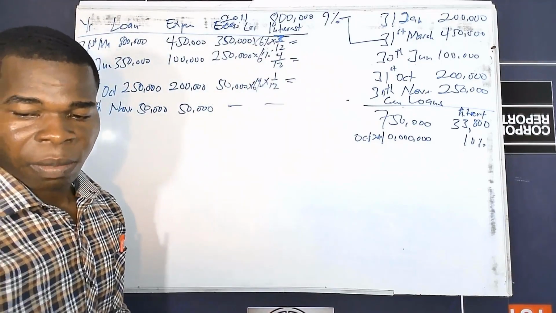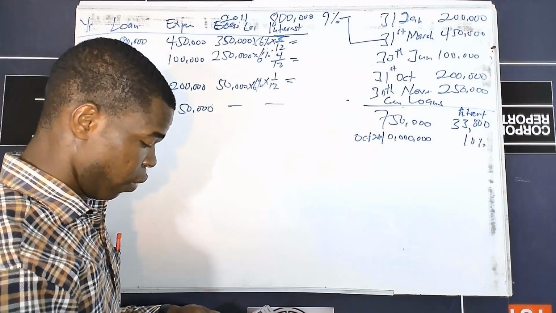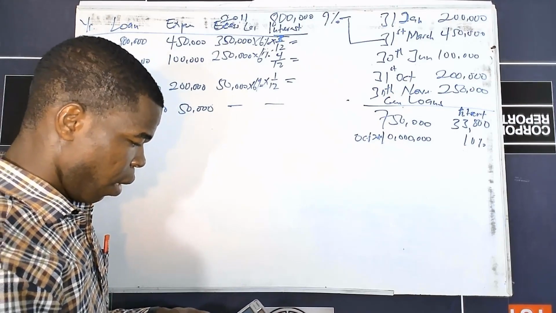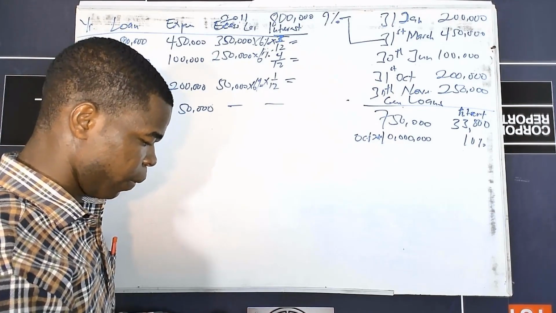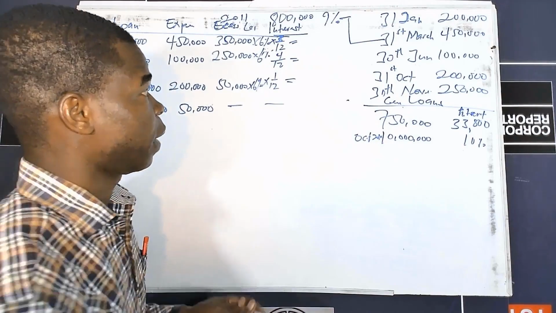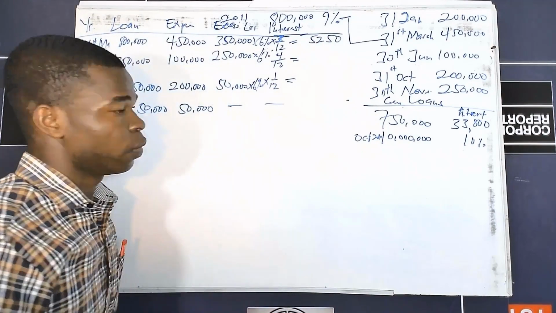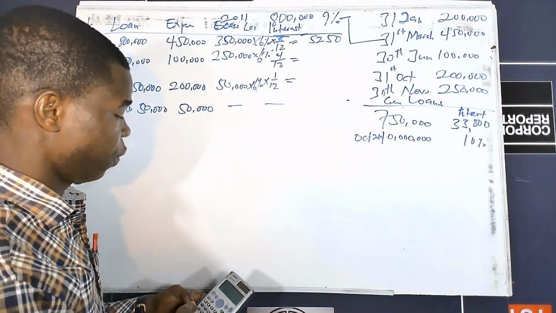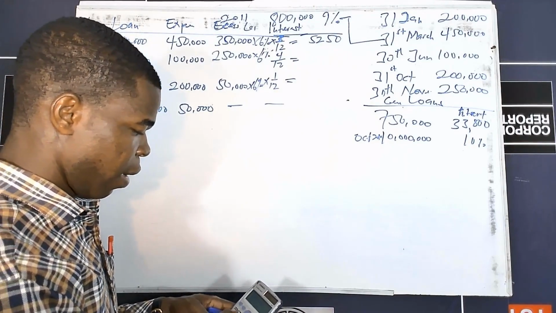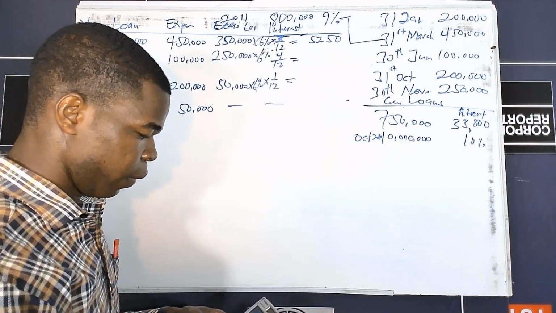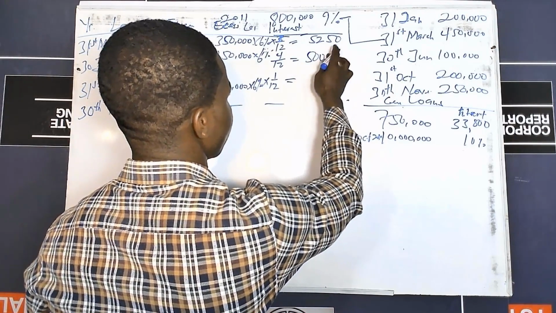So let's multiply to find. We have 350,000 multiplied by 0.06 multiplied by 3/12, and it's going to give us 5,250. If you do it correctly, you are going to get 5,250. Let's look at the interest for the second one, which is 250,000 multiplied by 0.06 multiplied by 4/12, and it is going to give us 5,000 over here.